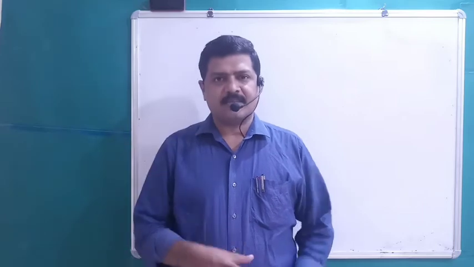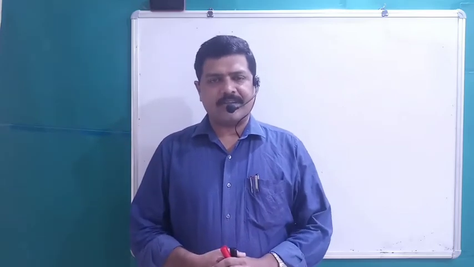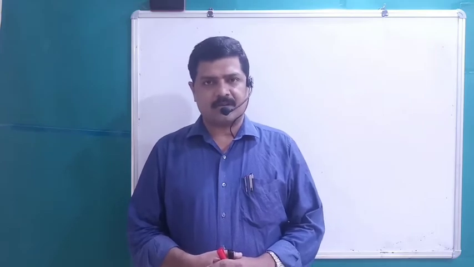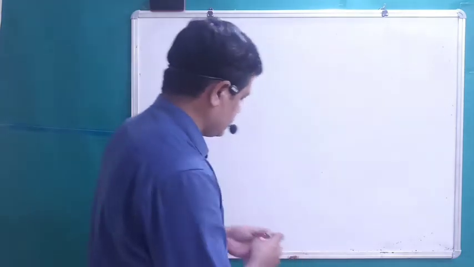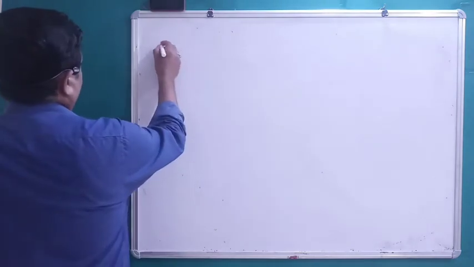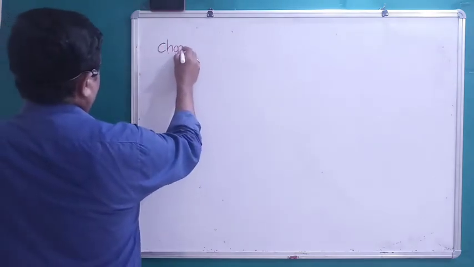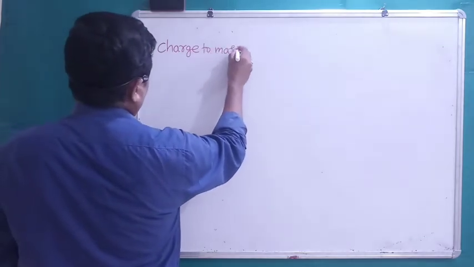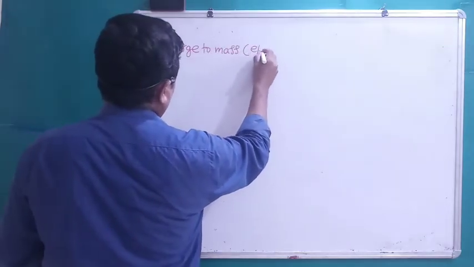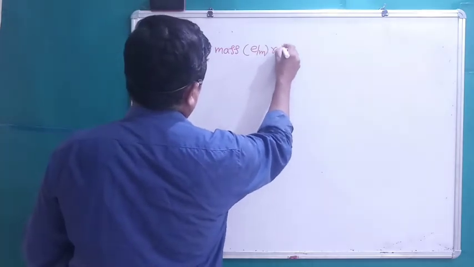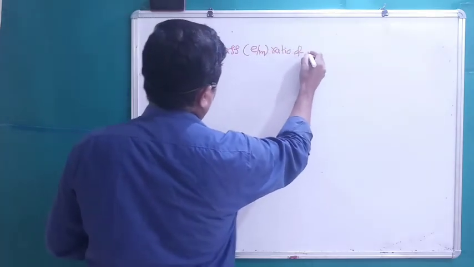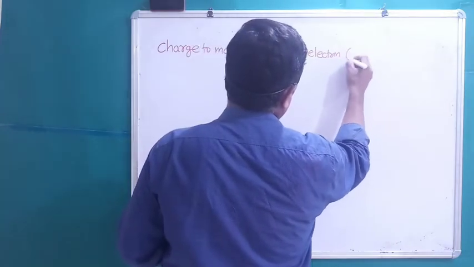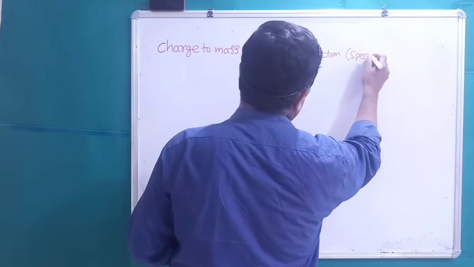Hi dear students, in this video we are going to learn about the charge to mass ratio of electron, which is known as the e by m ratio of electron, which is also known as specific charge.